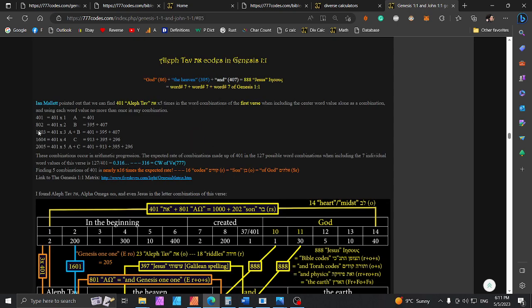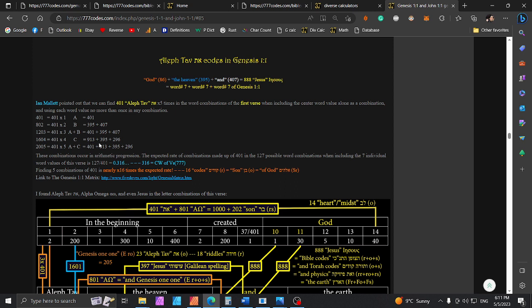And you will see that there are 5 word combinations of Aleph and Tav in this verse, when we count the 7 individual words as a word combination. So the center word is 401. The fifth word plus sixth word equals 2 times 401. The center word plus fifth and sixth words equals 3 times 401.